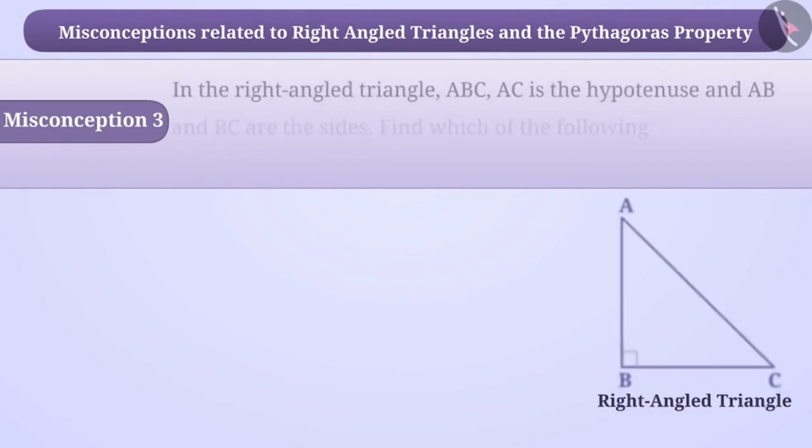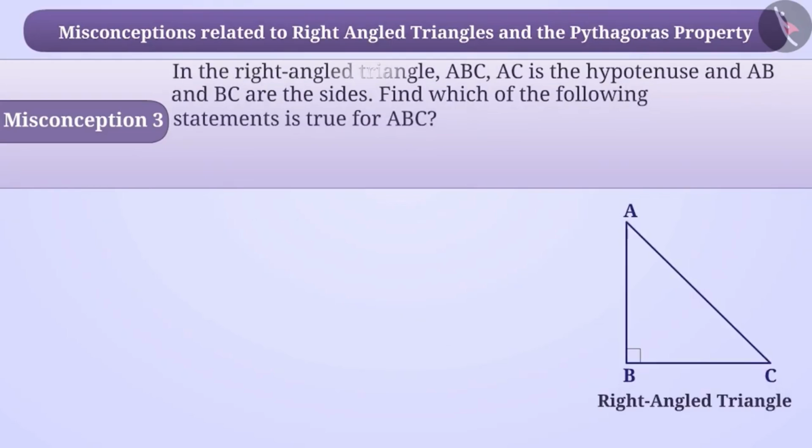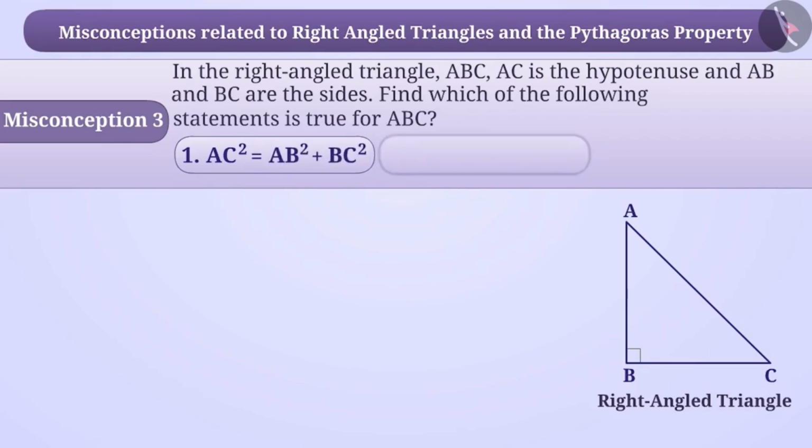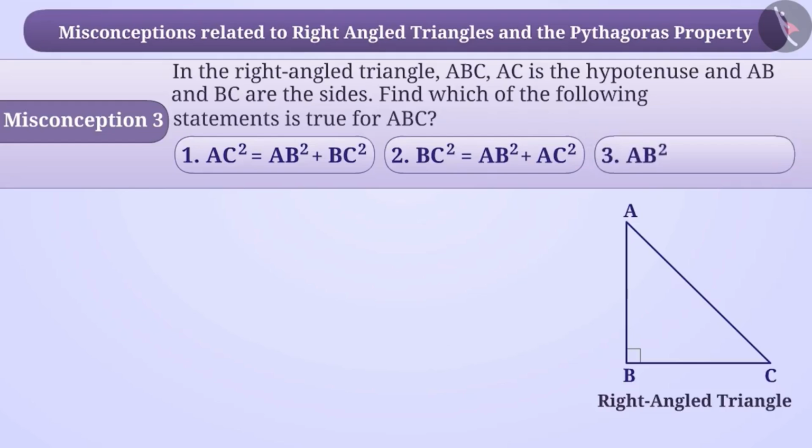Misconception 3. In the right-angled triangle, triangle ABC, AC is the hypotenuse and AB and BC are the sides. Find which of the following statements is true for triangle ABC. Statement 1. AC square is equal to AB square plus BC square. Statement 2. BC square is equal to AB square plus AC square. Statement 3. AB square is equal to AC square plus BC square.